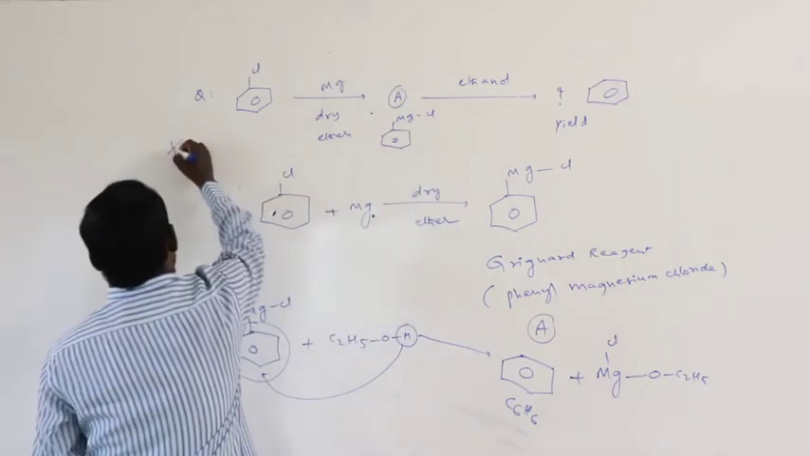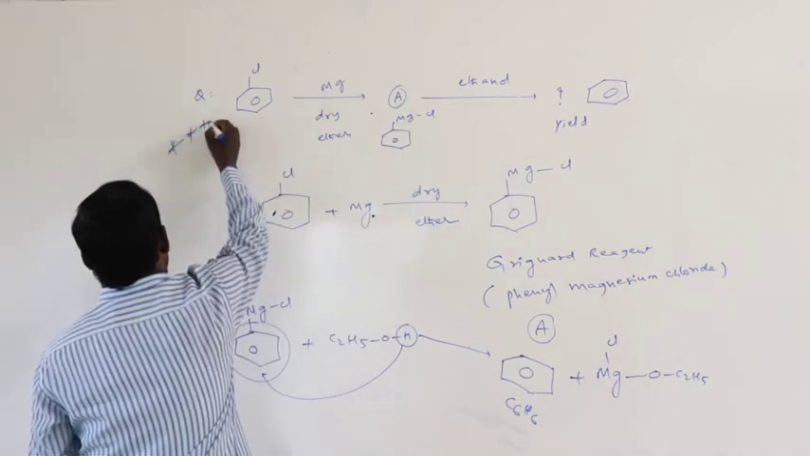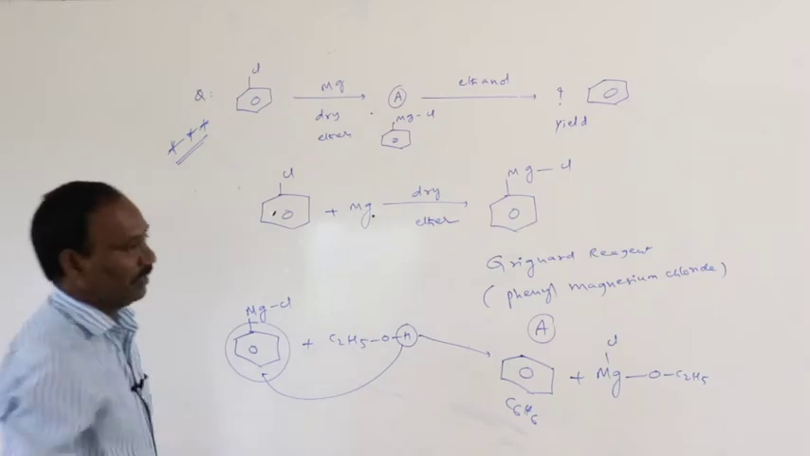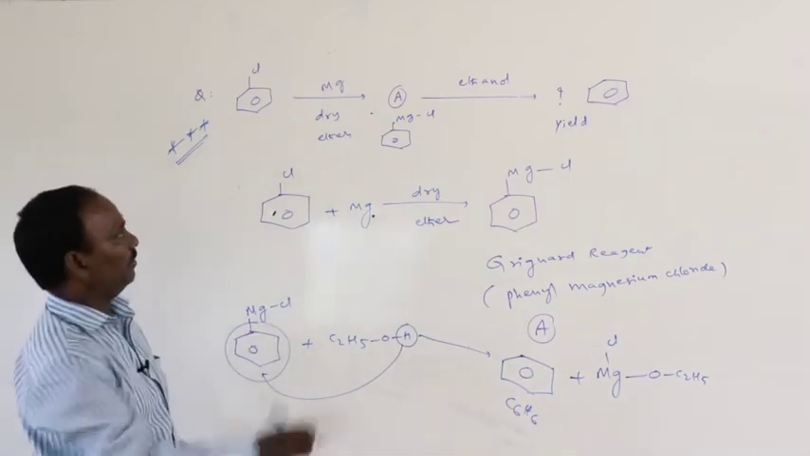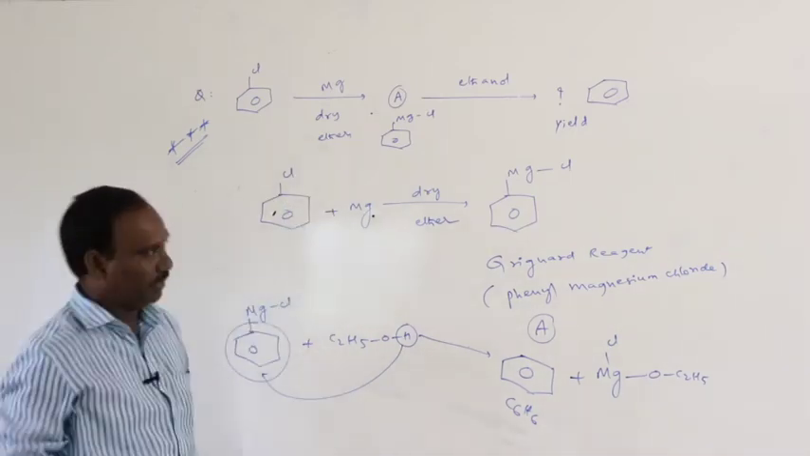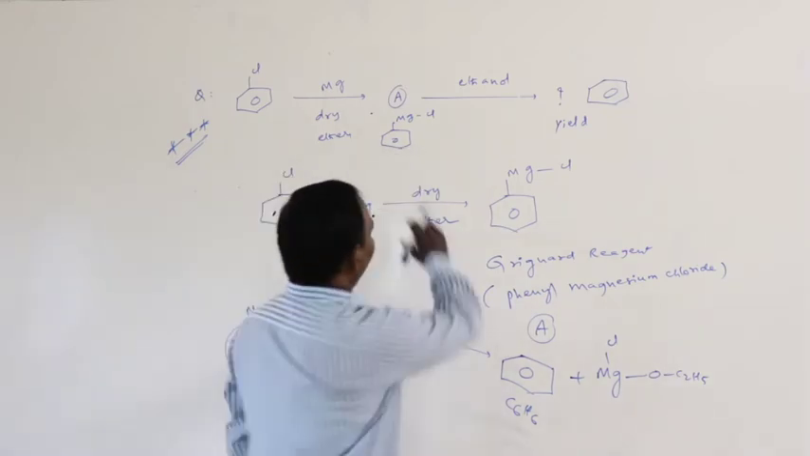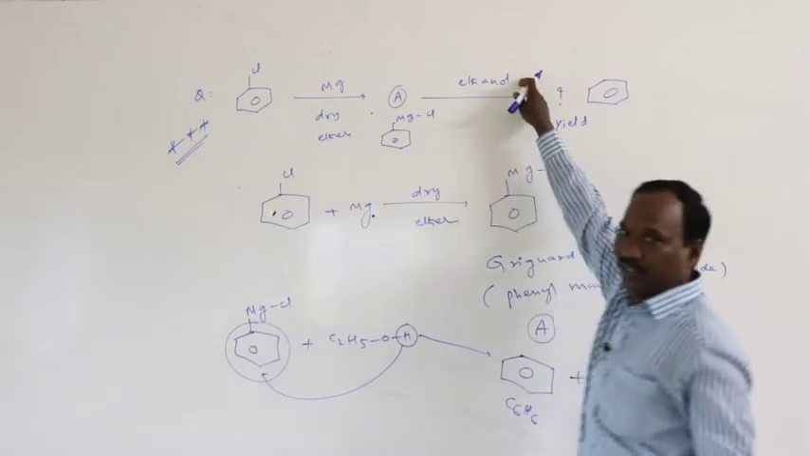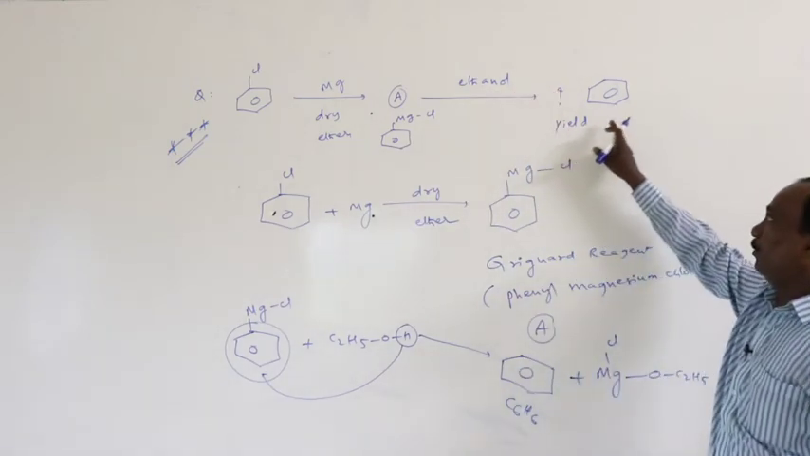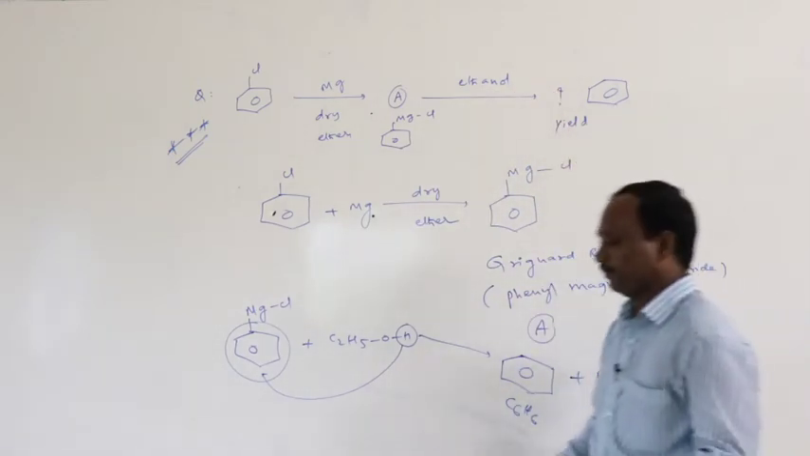C6H5MgCl. Okay students, this is a very important question. Chlorobenzene on treatment with magnesium metal in the presence of dry ether forms a Grignard reagent. The Grignard reagent further reacts with any active hydrogen containing compound to form the benzene molecule.